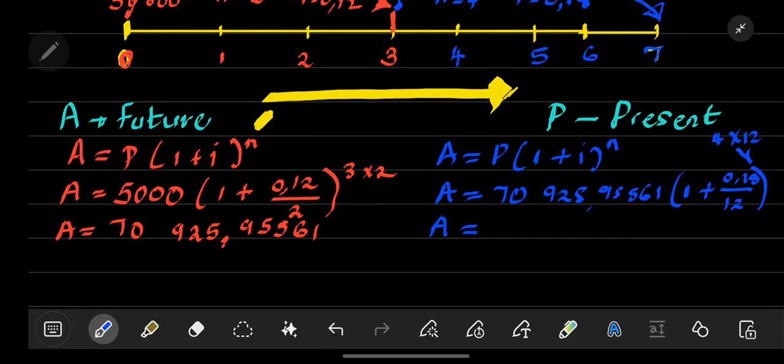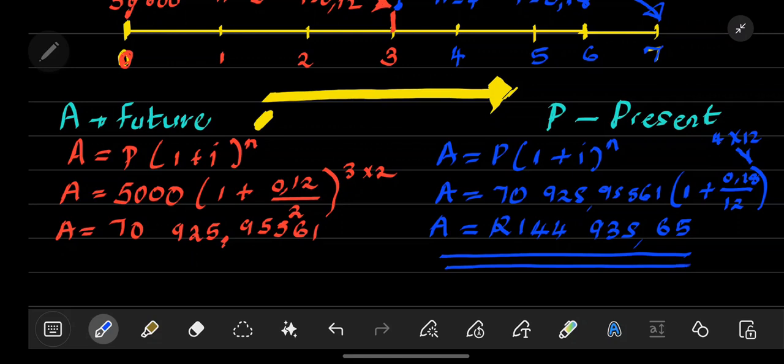I get 144,935 rands and 65 cents. I have already rounded it off. So this will be our final answer. This is the money that we'll have at year 7.